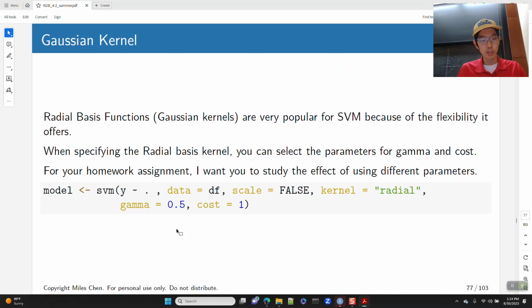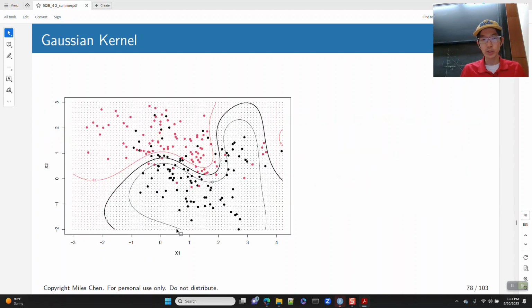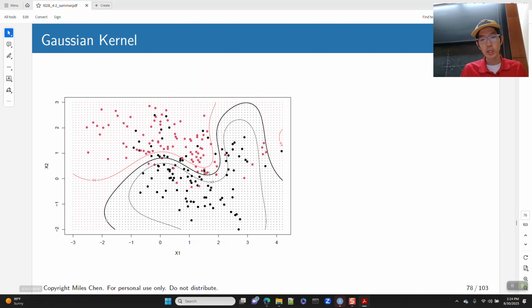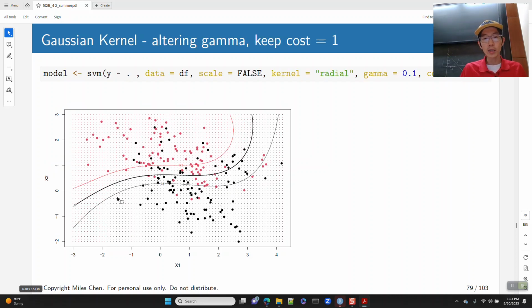Okay, so you can adjust the gamma, which is going to show how flexible the boundary is. So this is with gamma 0.5, cost equal to 1, and this is the boundary that it forms. If I change the gamma, I'm going to keep the cost at 1. I'm going to reduce my gamma to 0.1. A lower gamma means the boundary is less flexible.